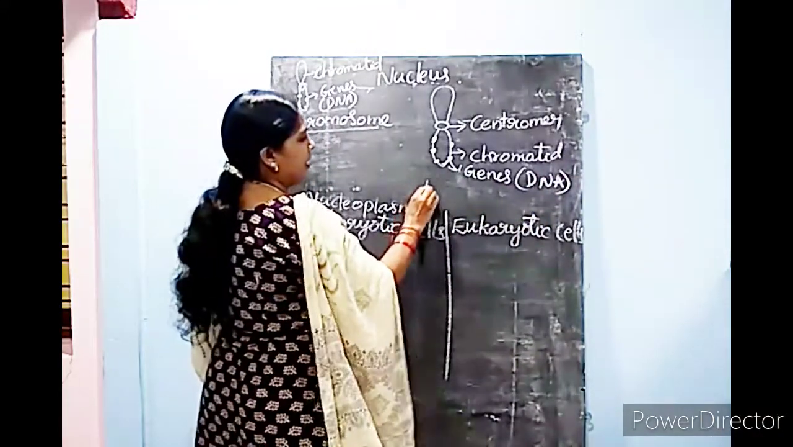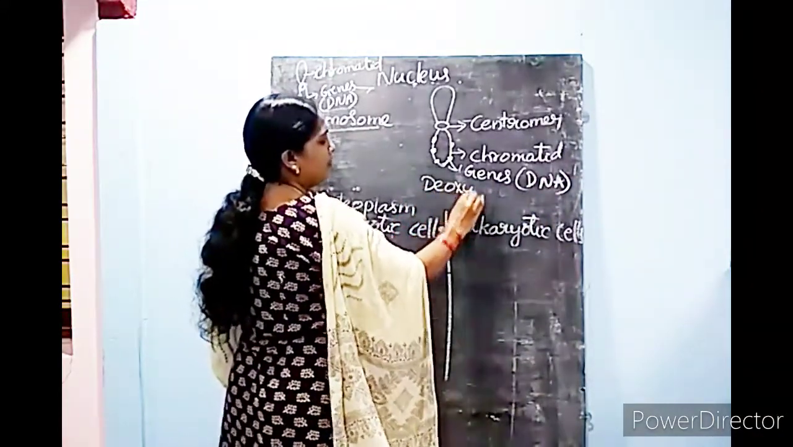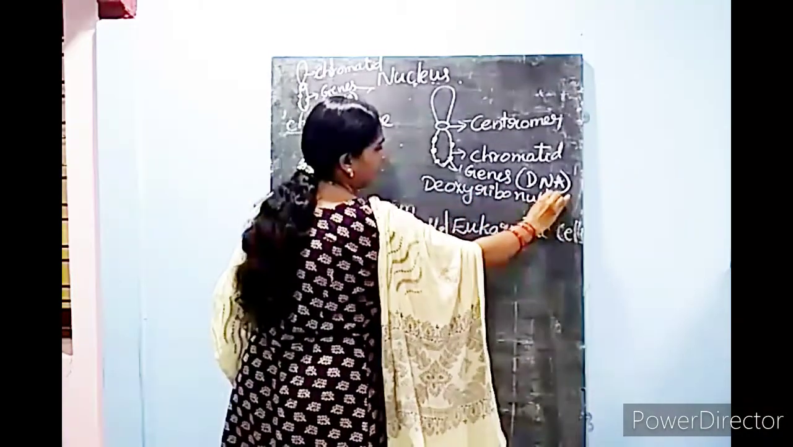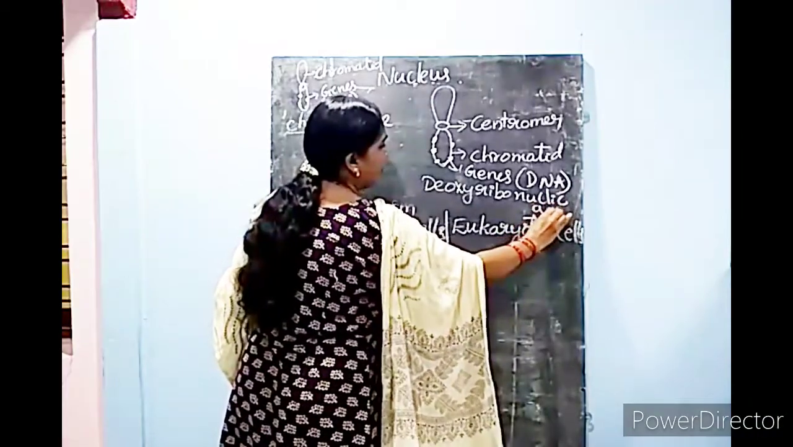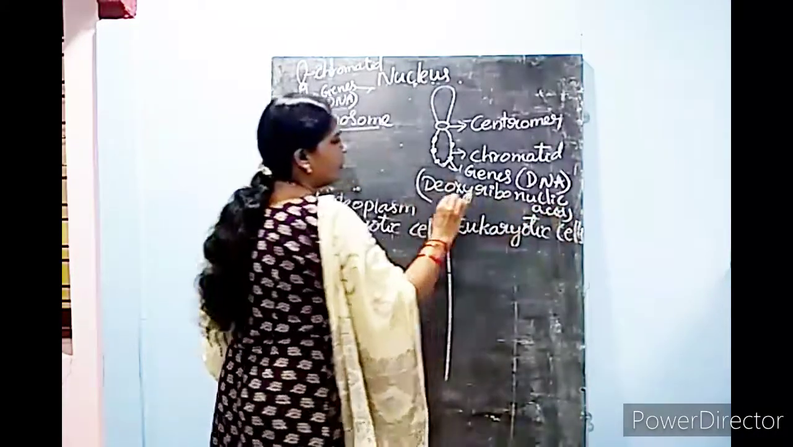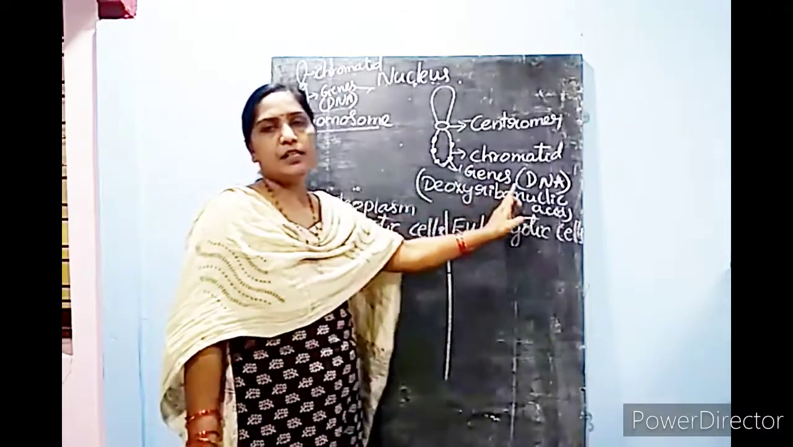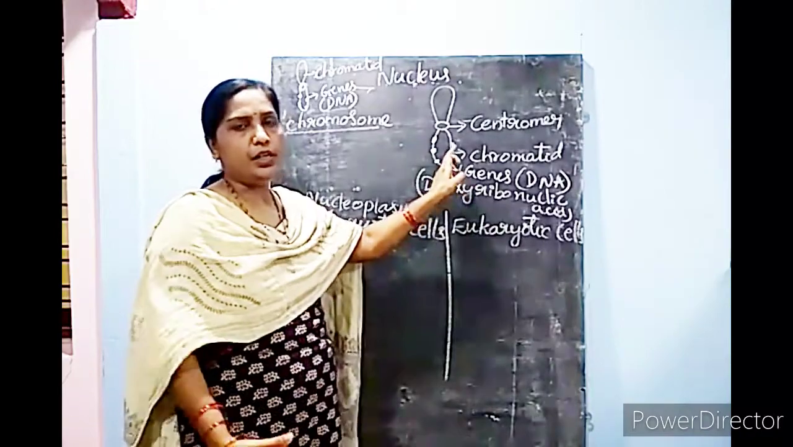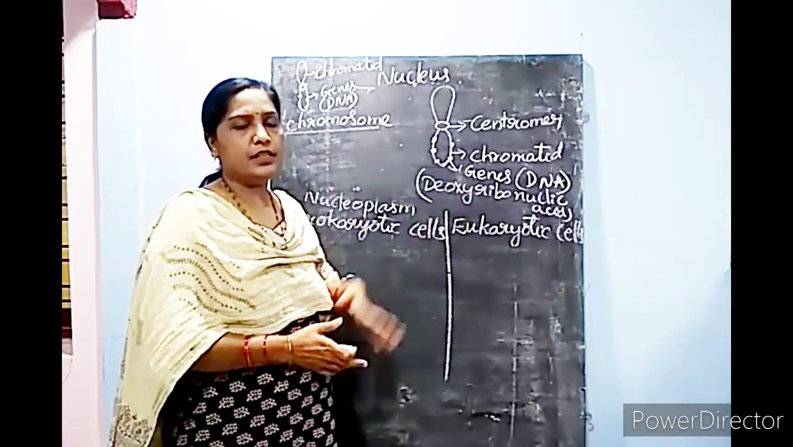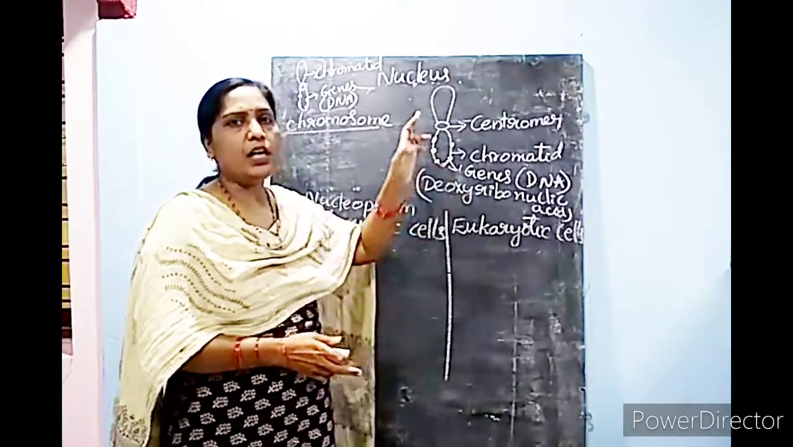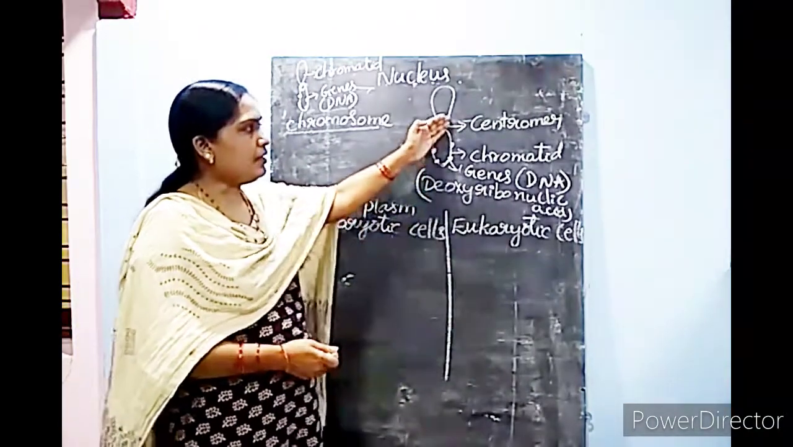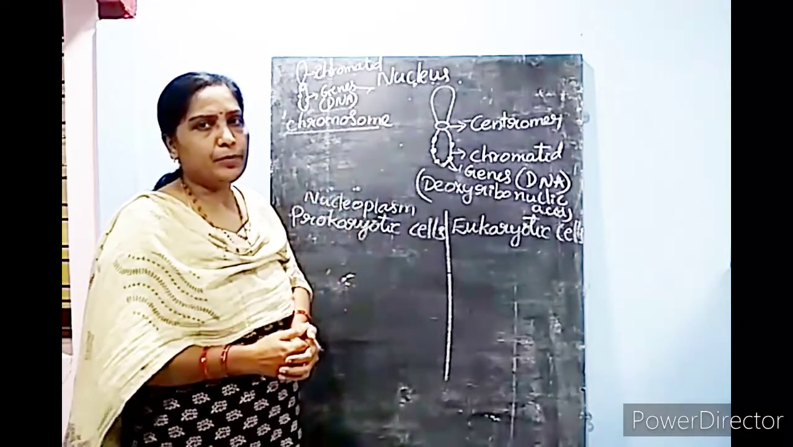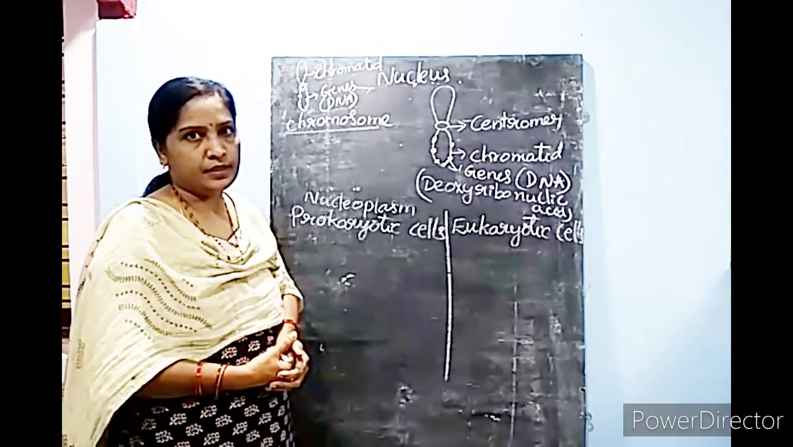The full form of DNA is deoxyribonucleic acid. So with the help of this, the genes are made up. These genes play an important role in passing the characters from parents to the offspring. In such a way, cell division also takes place. So this is all about our nucleus.